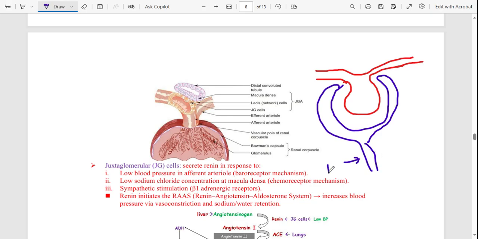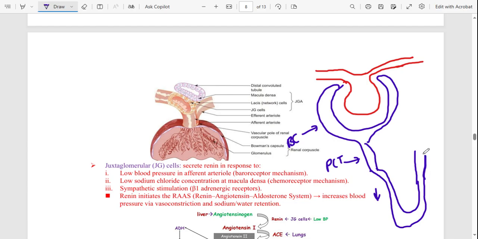This first part is going to be called the proximal convoluted tubule. This guy here is the Bowman's capsule. Okay, proximal convoluted tubule. This is going to become what we call the loop of Henle. The part that is going down, we call the descending loop of Henle. The part that goes up, we call the ascending loop of Henle. And then there's going to be the distal convoluted tubule.